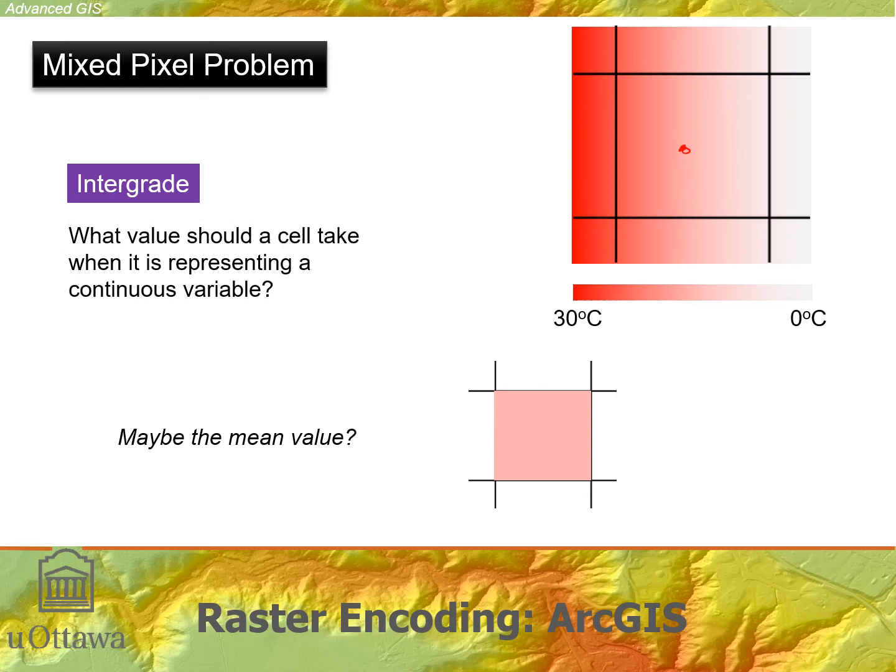So we could compute the average value of whatever continuous environmental variable we're measuring, assuming that the variable is parametric. That means that it's normally distributed across the cell space. Otherwise, we could use something like the median value instead. So the intergrade issue is one specific to continuous data.